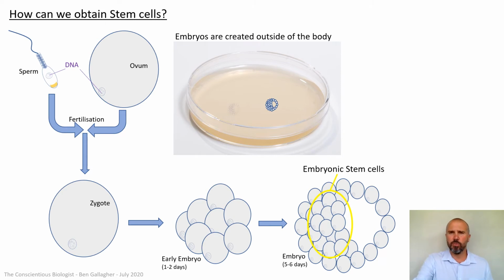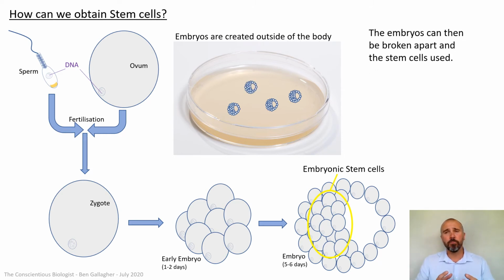Now, of course, you wouldn't just do one. You might make multiple embryos in this dish. So once you've got those multiple embryos, they can then be broken apart and the stem cells can be used. Now, that's quite a scary thing in itself. There's a lot of moral and ethical issues here. We'll talk about them in a minute, but let's just answer the question of how do we obtain stem cells? Well, this generally is the method.